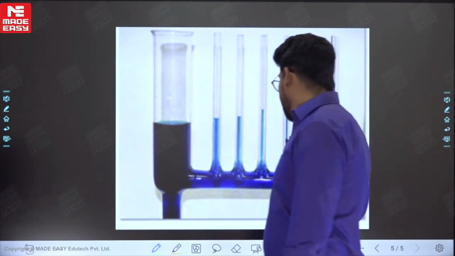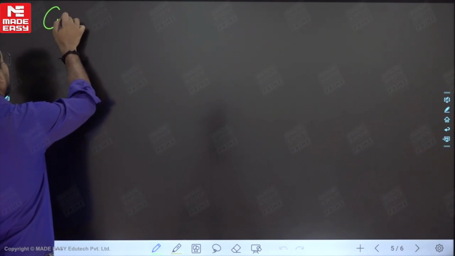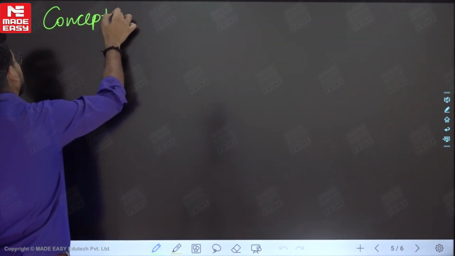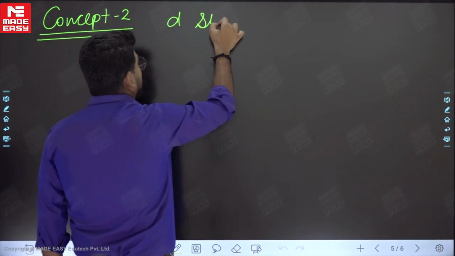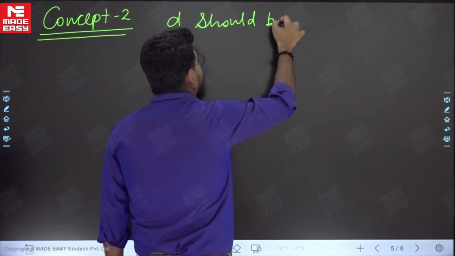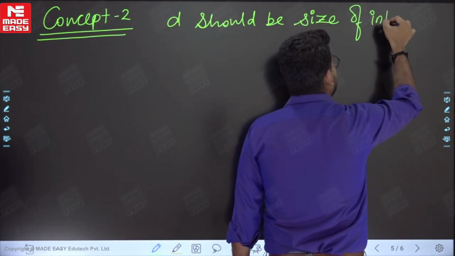Because it is very difficult to determine the size of these interconnecting voids, there is an approximation, and in this approximation we have concept number 2: this D should be the size of interconnecting voids.